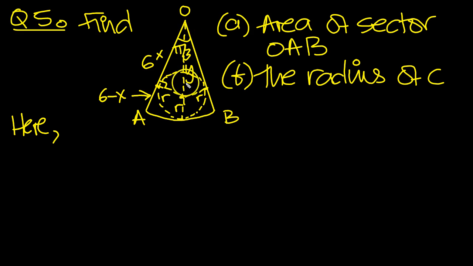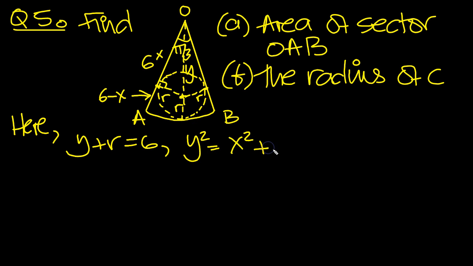First of all, we've got y plus r will equal 6, haven't we? We've also got Pythag from these triangles, both sides. So we've got y squared is equal to the sum of the other two sides squared, x squared plus r squared. Now this looks useful because we can write y in terms of r. We've got r, we just need to write x in terms of r here.